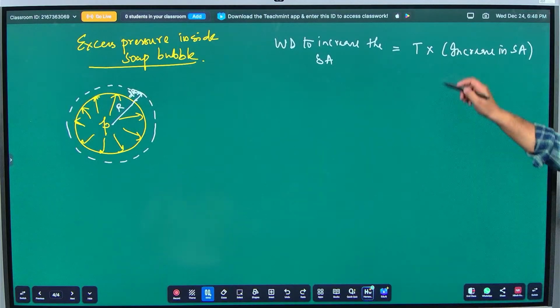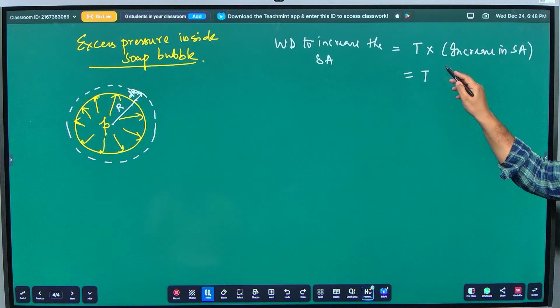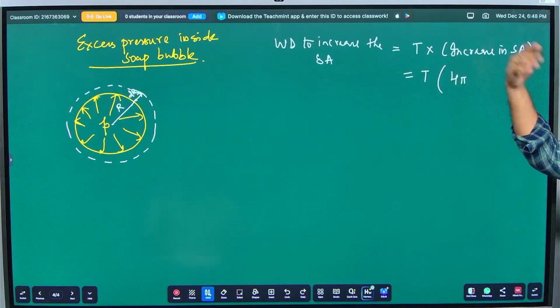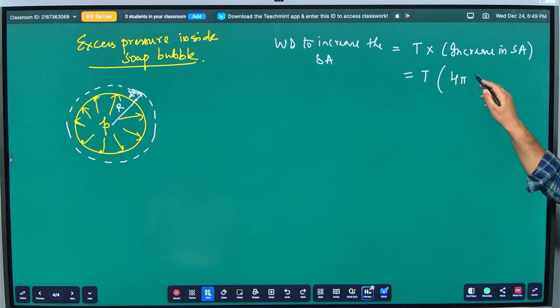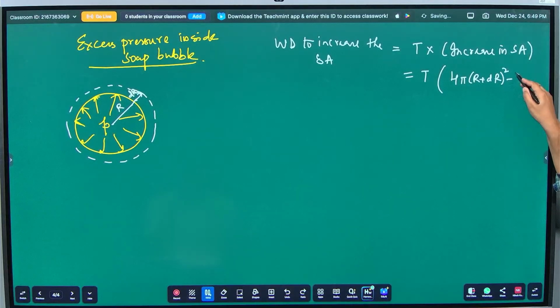Okay, so increase in area. Initial, what is the area? 4 pi. Actually, first I will write the increased area because I want to subtract both. 4 pi (r plus dr) whole square minus 4 pi r square. Do you agree with me?